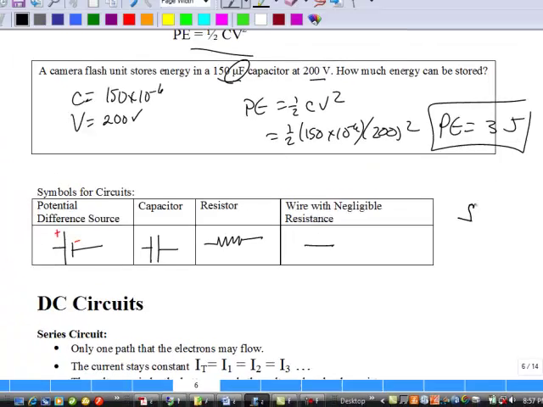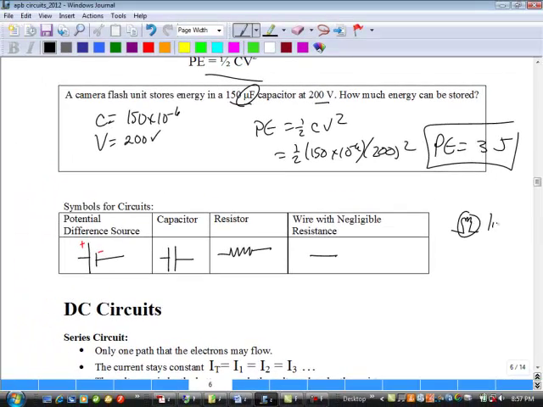Sometimes you'll see a light bulb written like this. Sometimes this is referred to as a light bulb. An A with a circle around it: you need to know that that's an ammeter. Guess what an ammeter measures? An ammeter is going to measure current. Write this down now because you're going to need it later. It must be wired in series. Make sure you know an ammeter has to be wired in series.